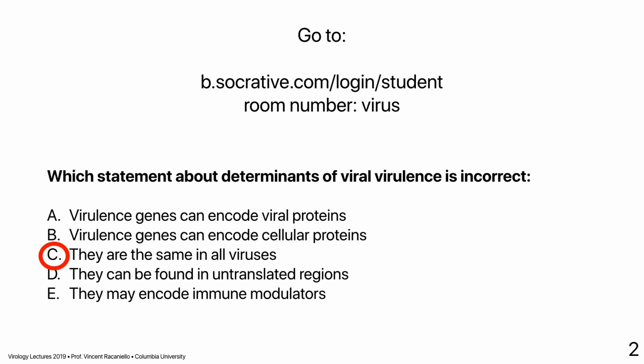Okay, most of you got C, which is the right answer. They're the same in all viruses is not correct. Virulence determinants are not the same. Some of you answered B or E. Virulence genes can encode cellular proteins, and they may encode immune modulators for sure. I've told you that in the past few minutes.